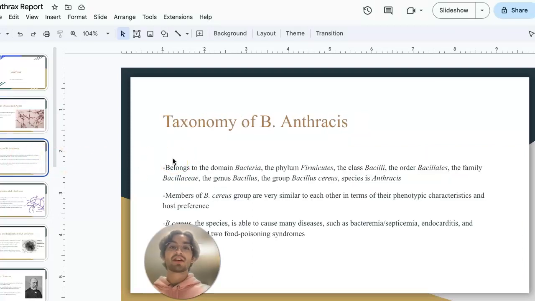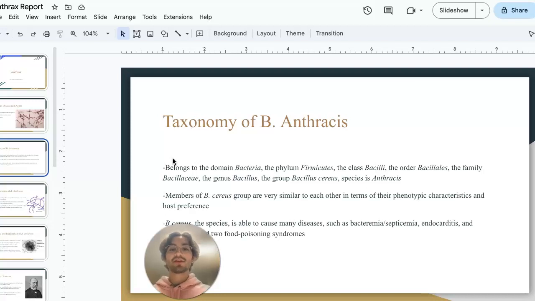In regards to the taxonomy of B. anthracis, it belongs to the domain Bacteria, the phylum Firmicutes, the class Bacilli, the order Bacillales, the family Bacillaceae, the genus Bacillus, and there's a subdivision of the genus being the group Bacillus cereus, and its species is anthracis.